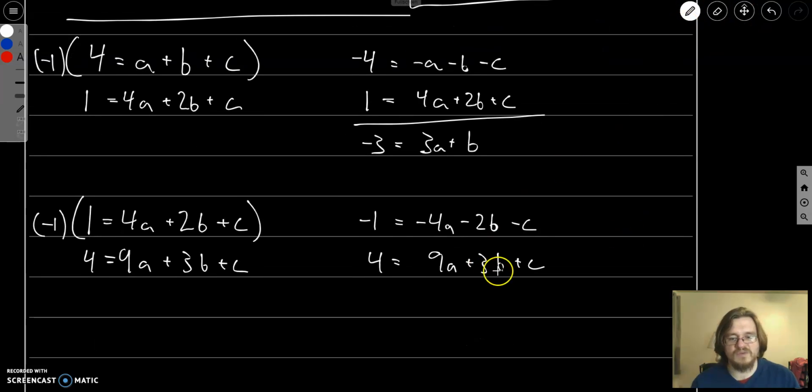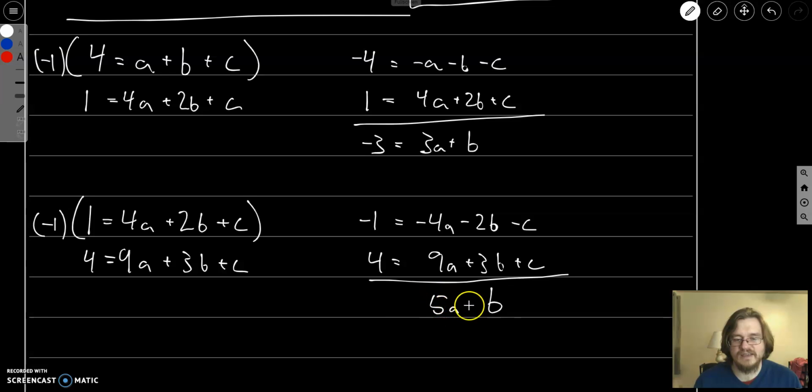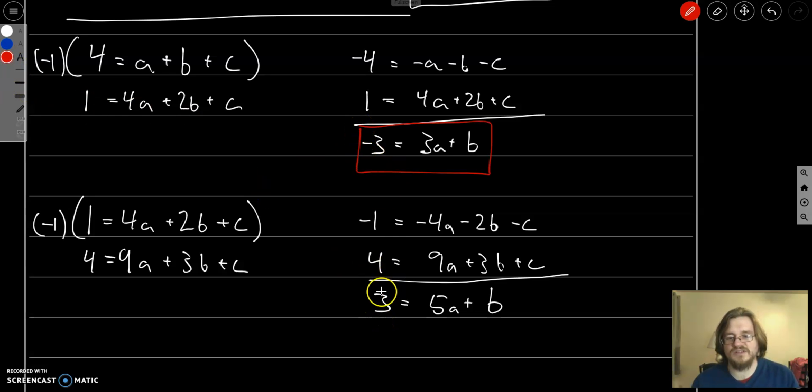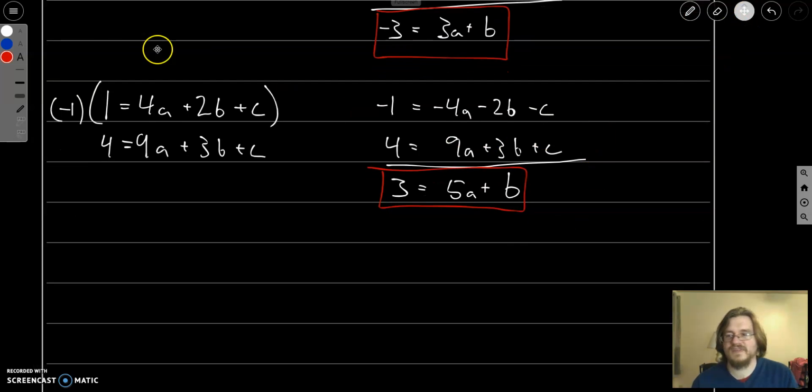And what we see is that when we add these together, the C's will cancel, which is great. -2B and 3B, well, that just adds up to 1B. And -4A and 9A, well, that adds up to 5A. And -1 and 4 adds up to 3. Two equations, two unknowns. We are well on our way.